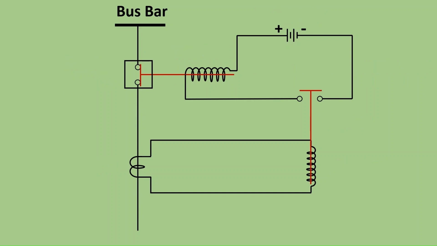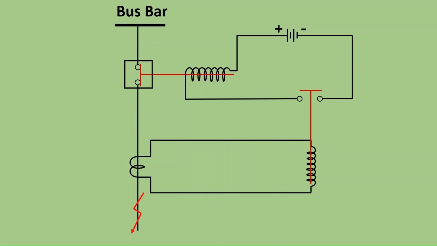Assume that normal current is flowing through the bus bar. As a result, a small amount of current will flow through the CT secondary and relay coil. So the magnetizing effect of the relay coil is very low, which is not sufficient to attract the relay coil plunger, and therefore the trip circuit will not energize under normal conditions.